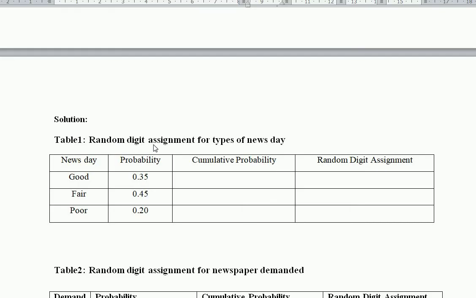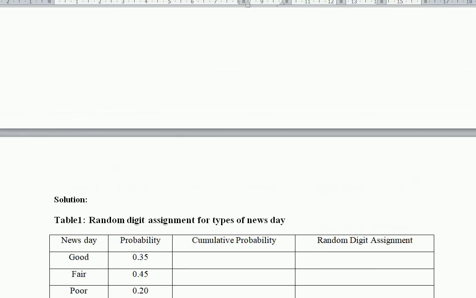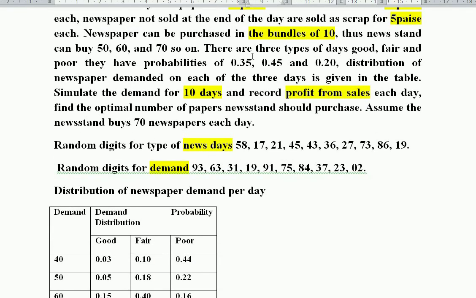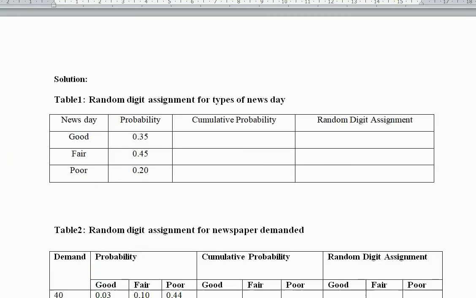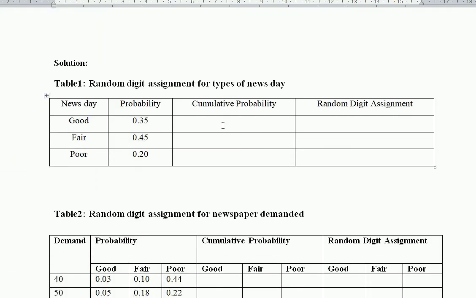Table 1: random digit assignment for the type of news days. We have 3 types of news days: good, fair and poor. The probabilities given in the question are 0.35, 0.45 and 0.20 for good, fair and poor. Now we have to assign random digits to all of these. How are we going to assign them?